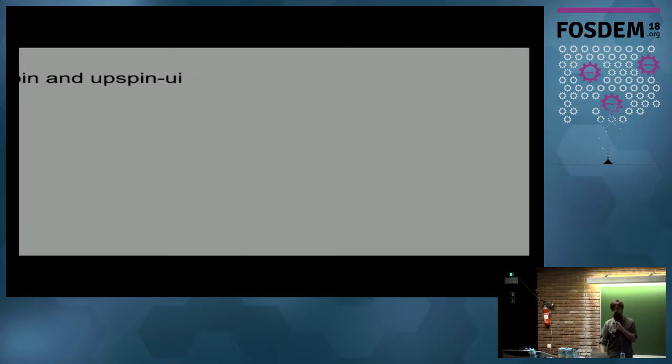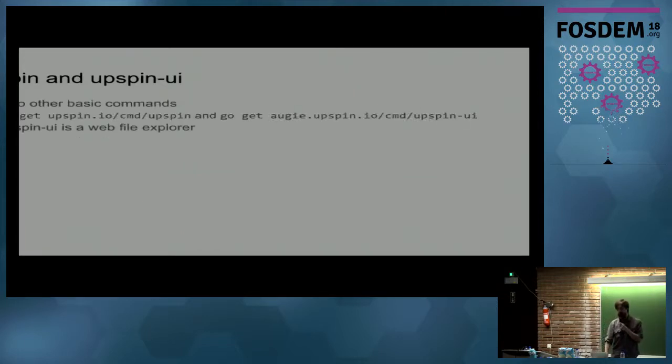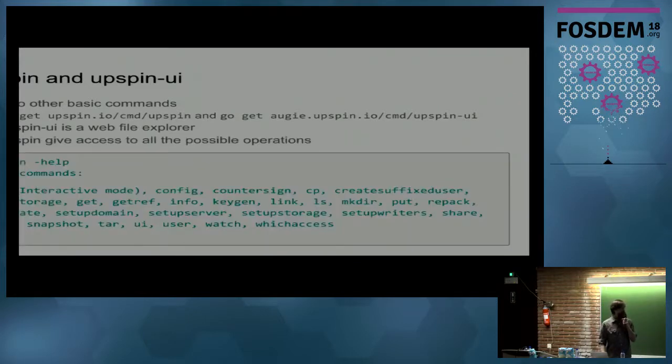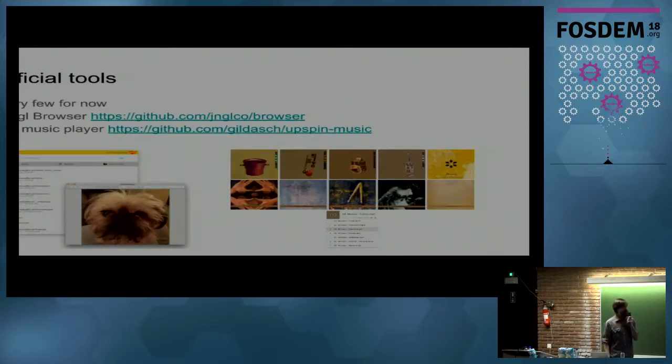Then these two other tools are useful. You can install them the same way. Upspin UI is the web file explorer, and upspin is just a general command line interface with a lot of commands. Some unofficial tools: for now, there are really not a lot, but I expect more coming in the future. For example, you have a browser, and this is a music player I've made and that I'm actually using daily now.